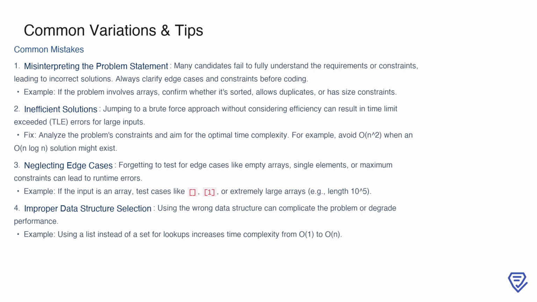One of the most frequent errors is misinterpreting the problem statement. This happens when candidates overlook key requirements or constraints, leading to solutions that don't align with what the problem is asking for. For instance, if the problem involves arrays, it's important to confirm details like whether the array is sorted, whether duplicates are allowed, or if there are size constraints.